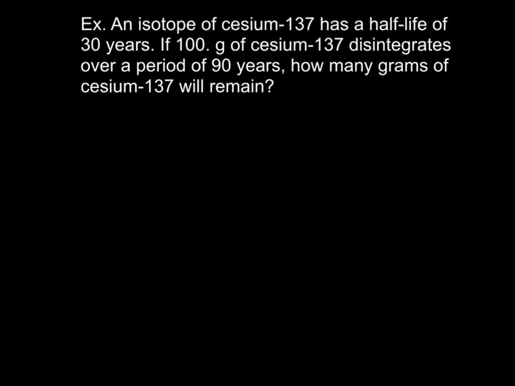Okay, of course, like usual, I want you to pause the tape and copy down the entire example for tonight. All right, I hope you got it down. Here's a typical example that we may run into with half-life problems. An isotope of cesium-137 has a half-life of 30 years. If 100 grams of cesium-137 disintegrates over a period of 90 years, how many grams of cesium-137 will remain?